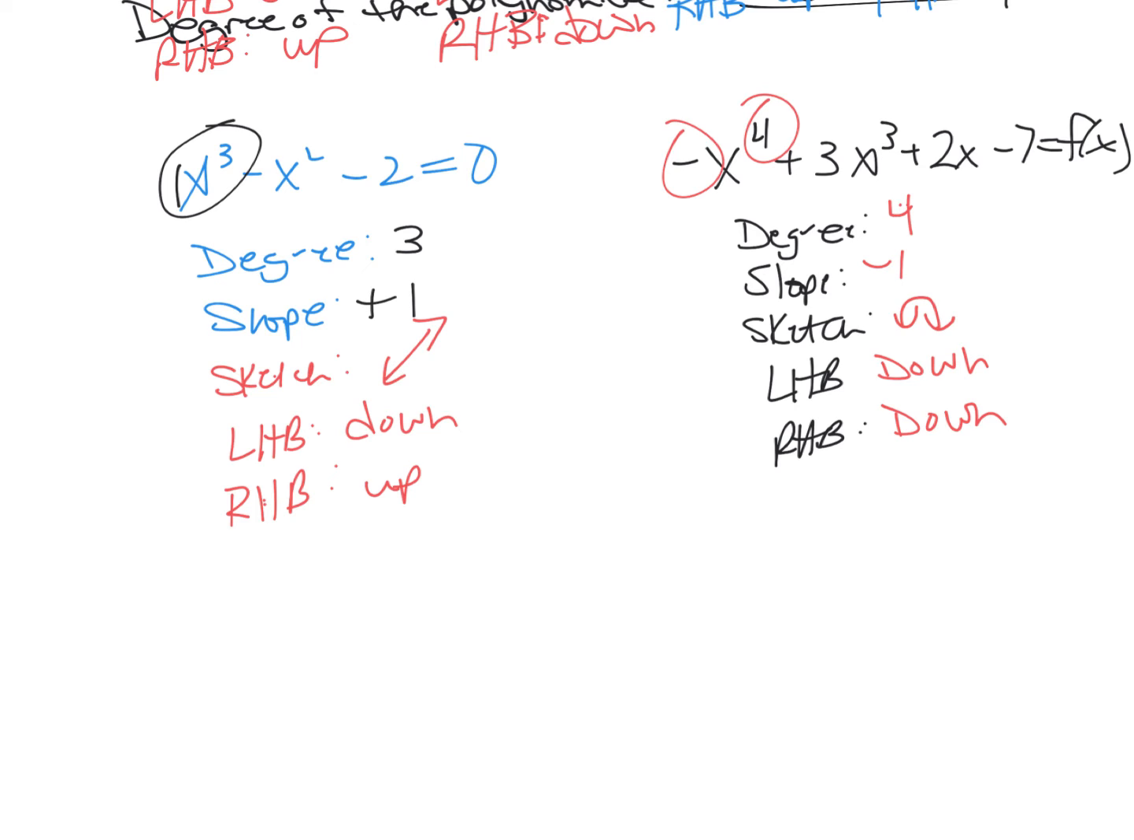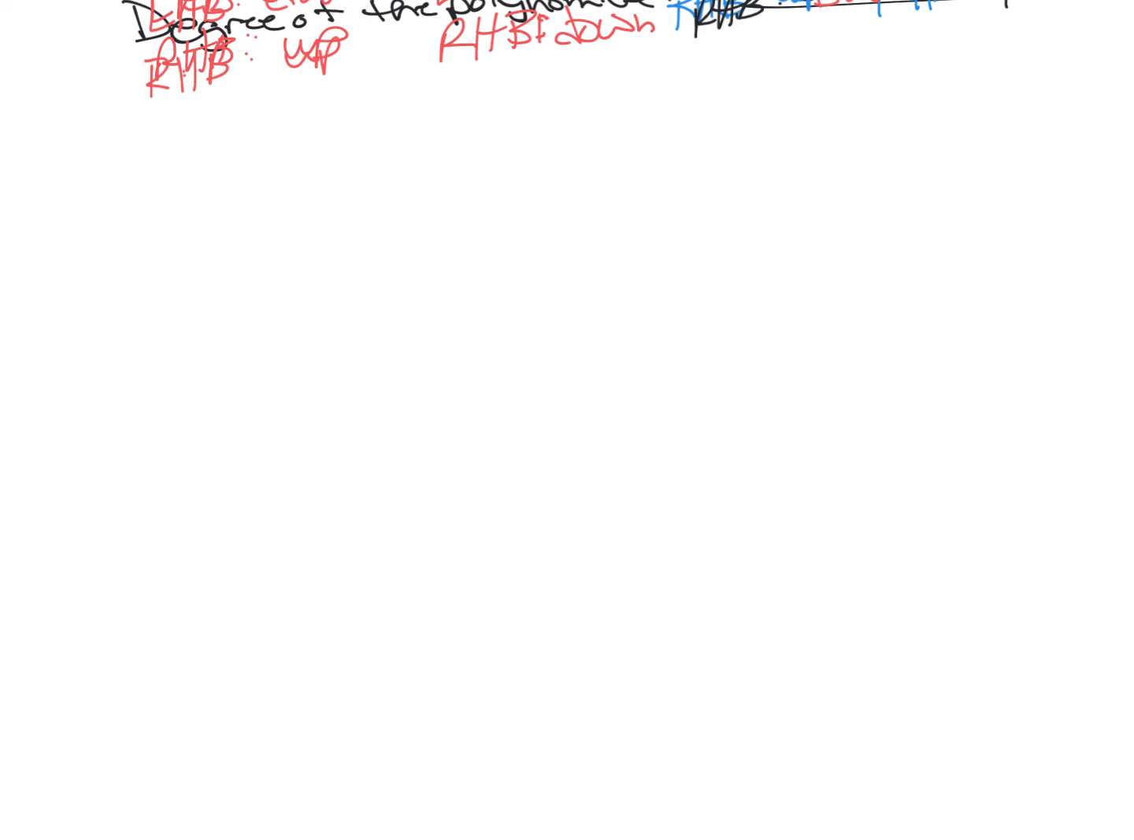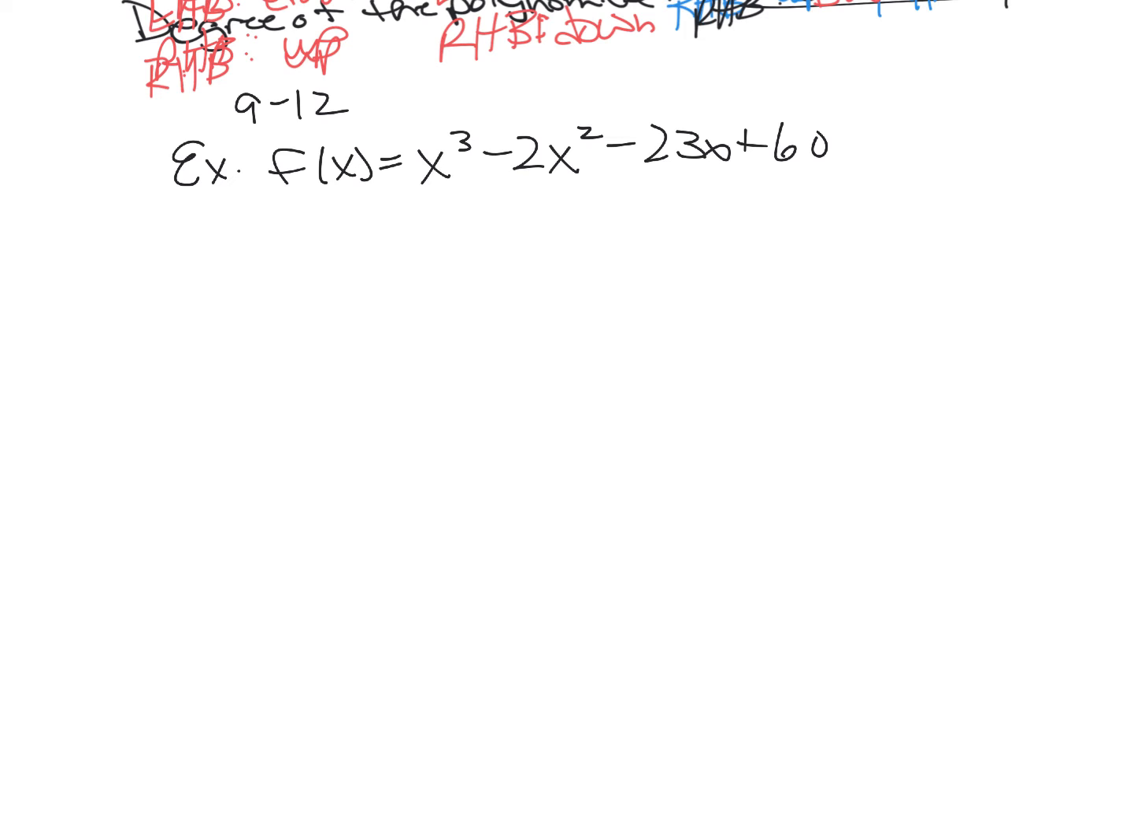So on Friday, and today, you're going to factor, graph, and then look at graphing it in a normal way using those end behaviors and those points. So what we did today, we did an example. This is going to be like 9 through 12. You're going to do an example like this: f of x equals x cubed minus 2x squared minus 23x plus 60. And you're going to use synthetic division.